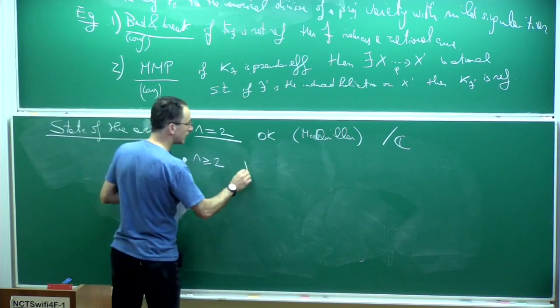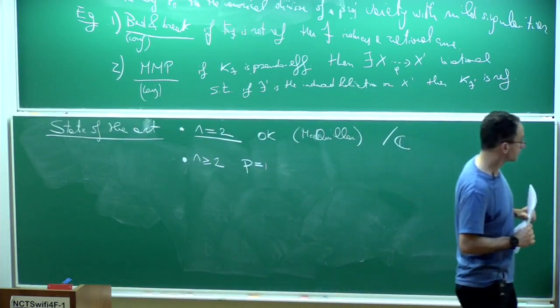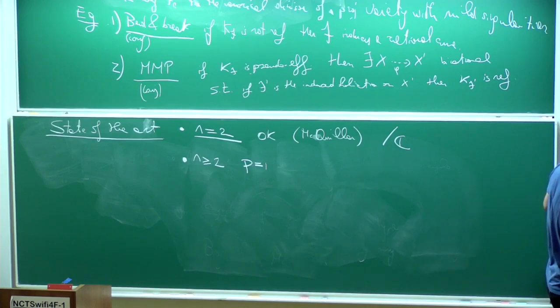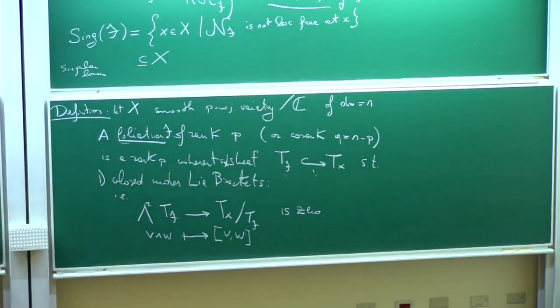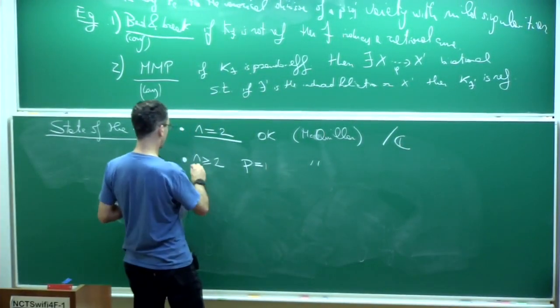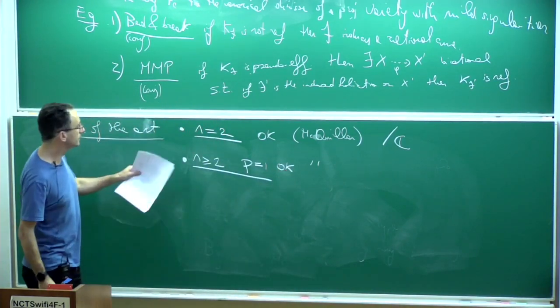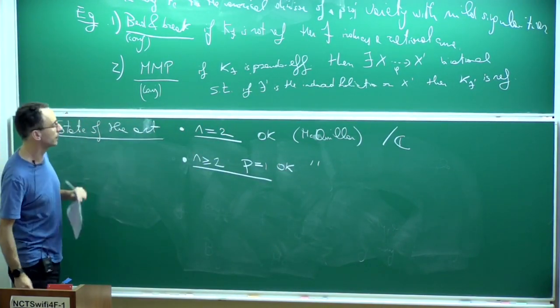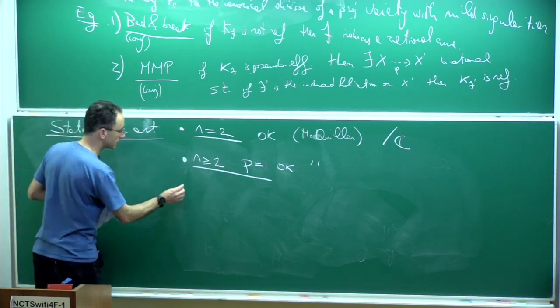For p equal to 1, so p, remember, is the rank. Again, by McQuillan, it should be OK. There is something to say, but almost OK. But still, I'm not sure if I will ever talk about this because I have a problem to understand the proof.